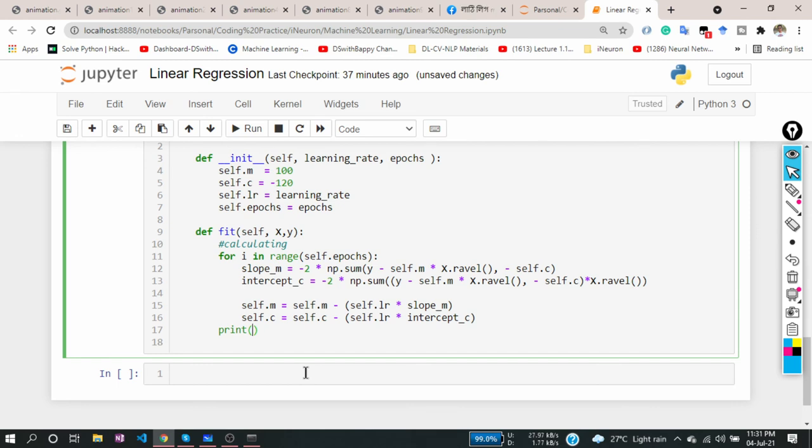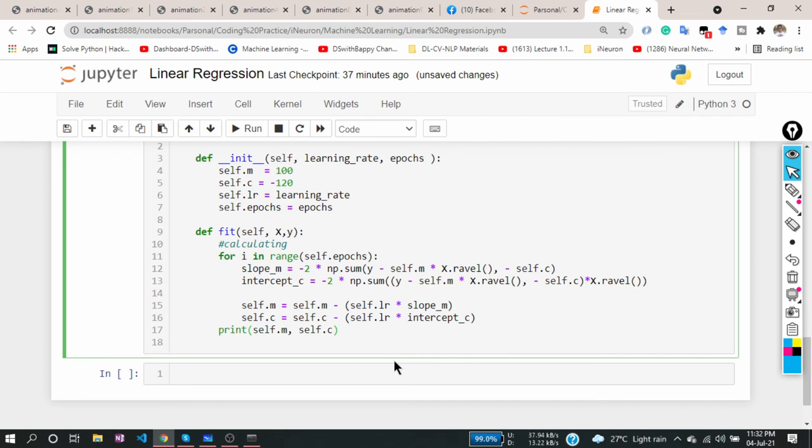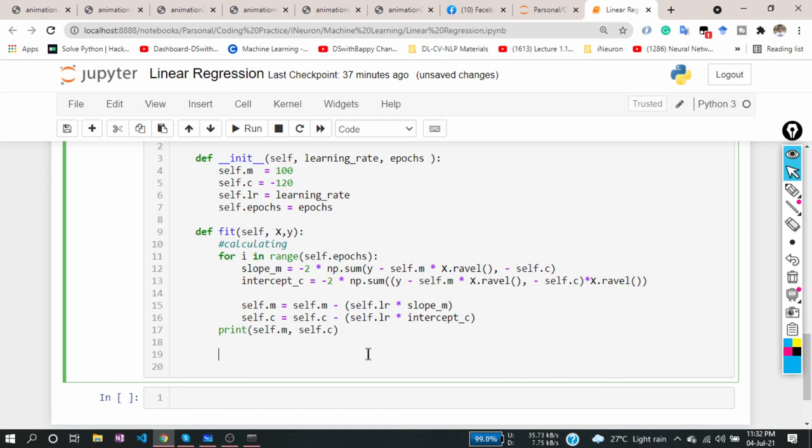So that's why self dot m and self dot c. It will print after calculating, okay? Because I have written it up. Okay, after calculating, it will print each and everything. So I have done till now. I also have to write the predict function, because I want to predict on my testing data. So that's why I will create another function, whose name is predict.